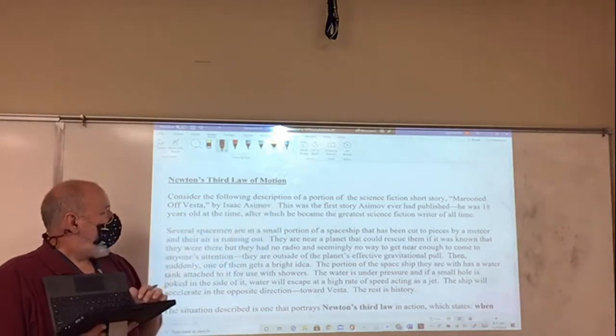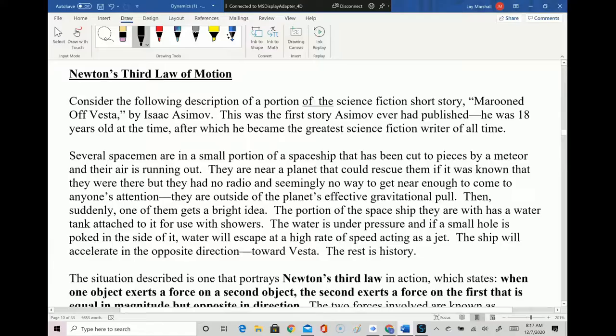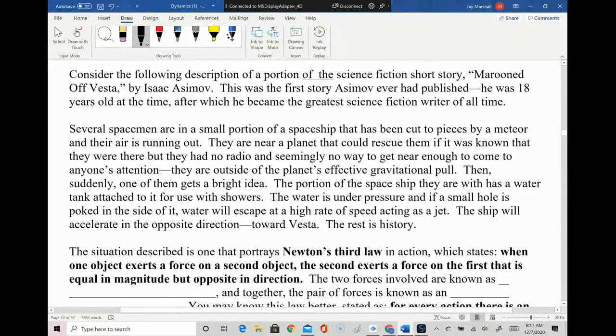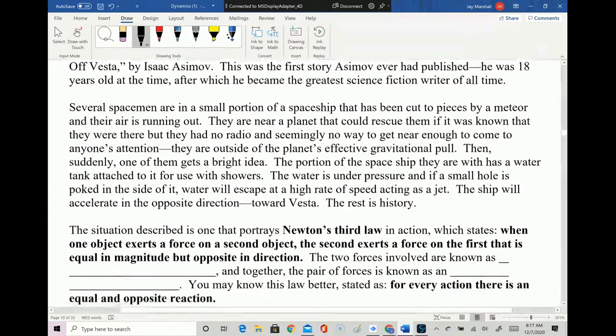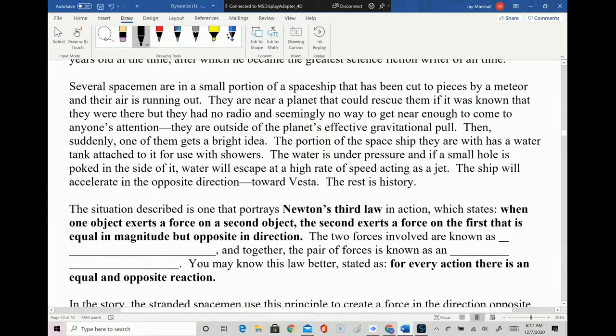So, consider the following description of a portion of the science fiction short story Marooned Off Vesta by Isaac Asimov. This was the first story he ever published in the 1940s. He was 18 years old at the time, after which he became the greatest science fiction writer of all time. That's my opinion. Several spacemen are in a small portion of a spaceship that's been cut to pieces by a meteor. Their air is running out. They're near a planet that could rescue them if it was known that they were there, but they had no radio and seemingly no way to get near enough.